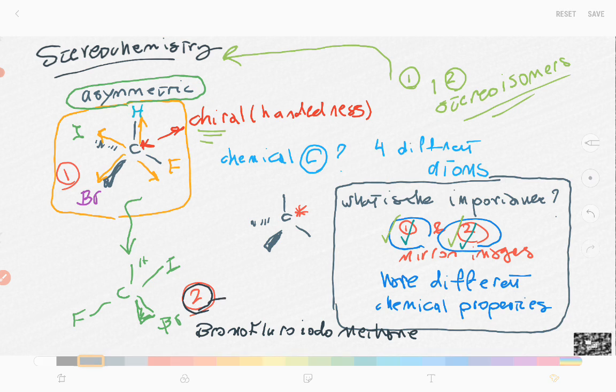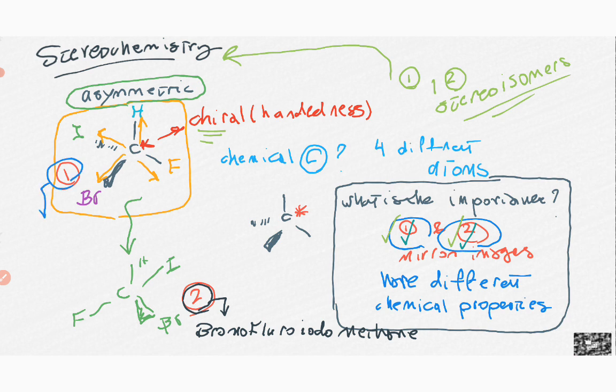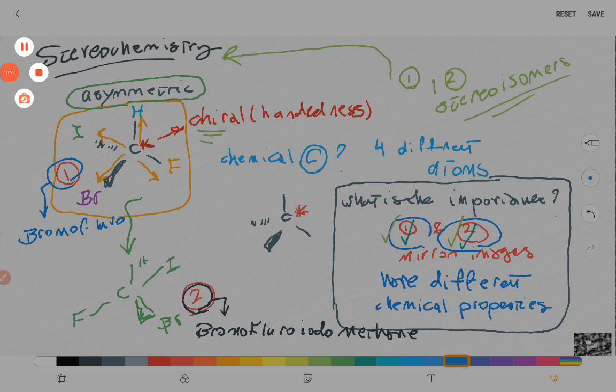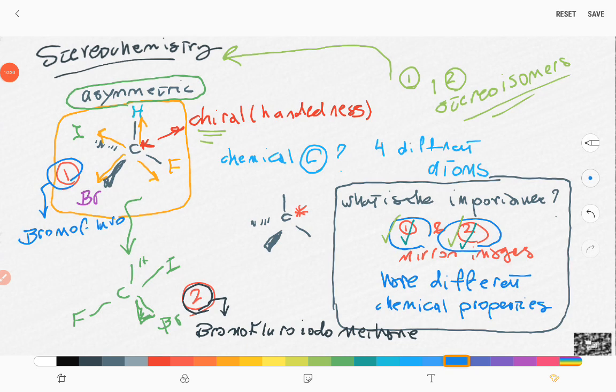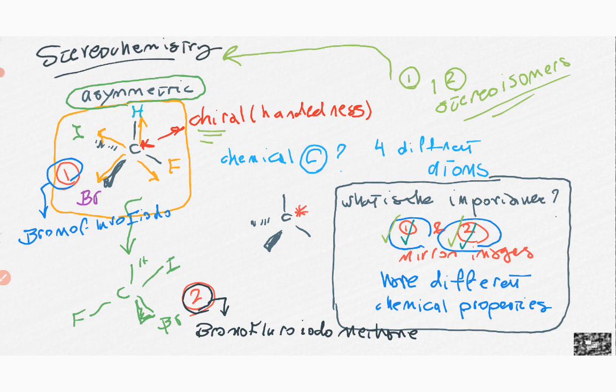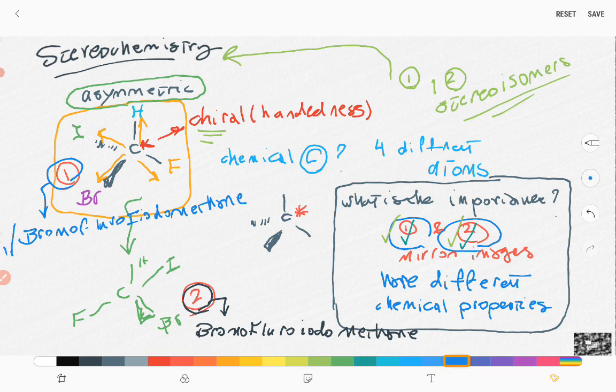So the molecule number 2, the name of the molecule number 2 is bromofluoroiodomethane. What is the name of the molecule number 1? It is also bromofluoroiodomethane. So here you can see that the names of these two molecules are the same.